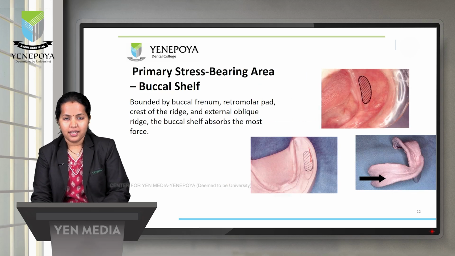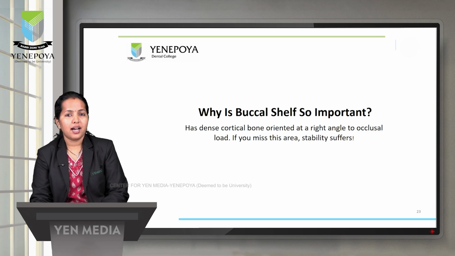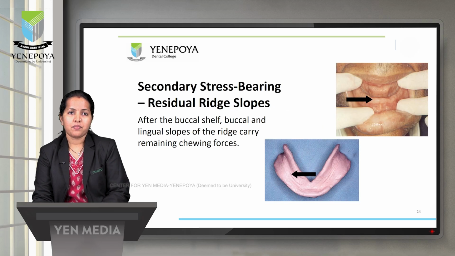Primary stress bearing area: we have the buccal shelf area, which is bounded by the buccal frenum, the retromolar pad, the crest of the ridge and the external oblique ridge. The buccal shelves absorb most of the forces. Why is the buccal shelf area more important? It has dense cortical bone oriented at a right angle to the occlusal load. If you miss this area, then stability suffers.